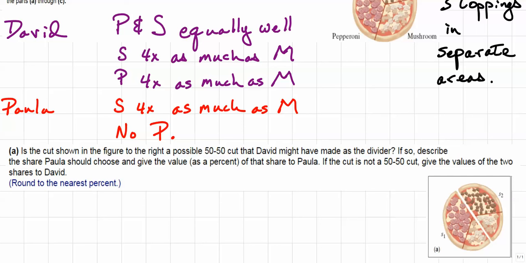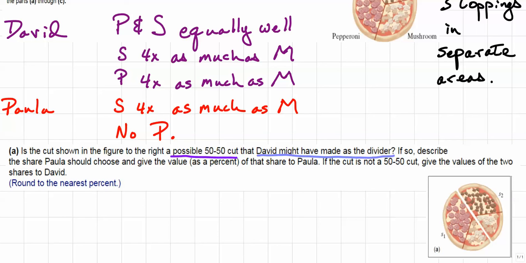Now, this is all going to be dependent upon the fact that David is the divider and that we are trying to do a 50-50 cut. So let's go ahead and underline that. This is a possible 50-50 cut, and we also note that David is the divider. So now let's go ahead and do our calculations.